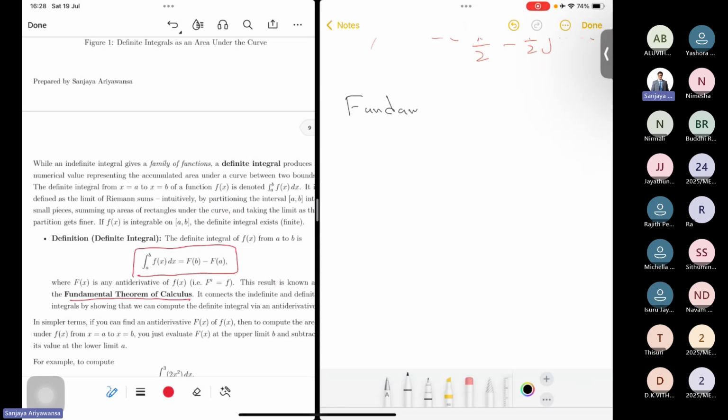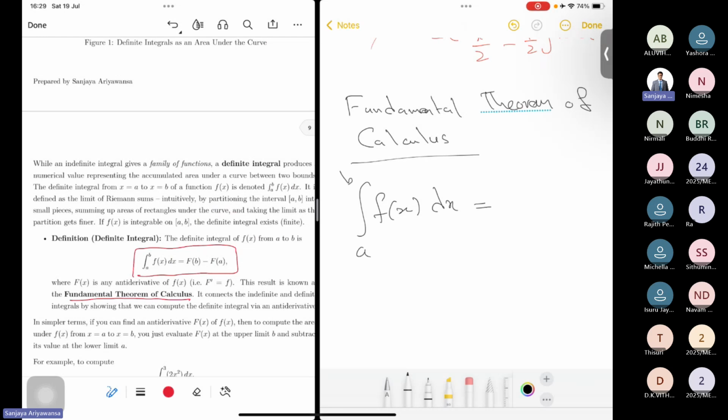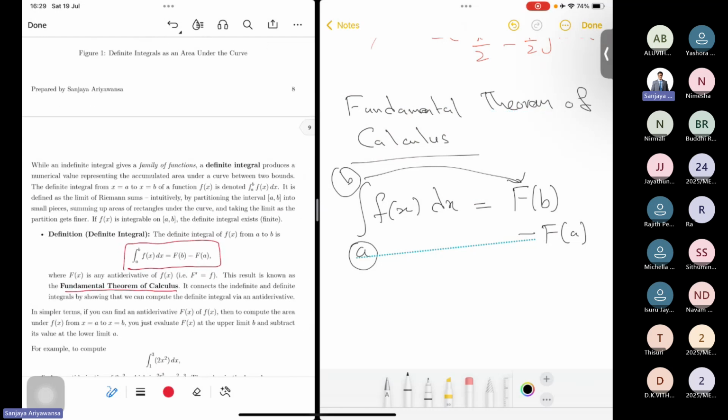The fundamental theorem of calculus. So the fundamental theorem of calculus says if you have a continuous function f of x, and you want to integrate it with respect to dx from a point a to a point b, if an antiderivative exists, and the antiderivative is capital F, then your answer would be: you substitute the upper bound into your antiderivative, and you deduct the lower bound substituted into your antiderivative. That's what the fundamental theorem of calculus tells you.